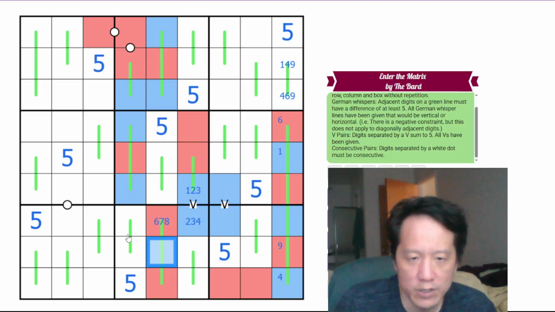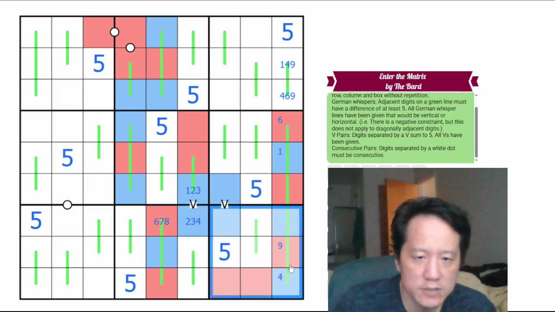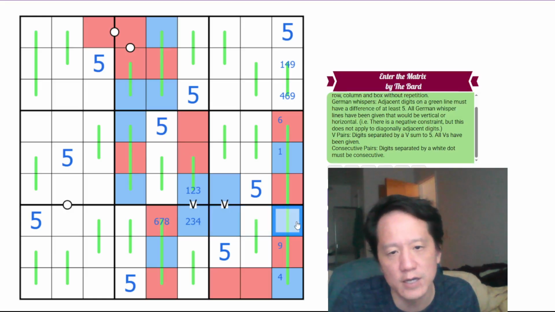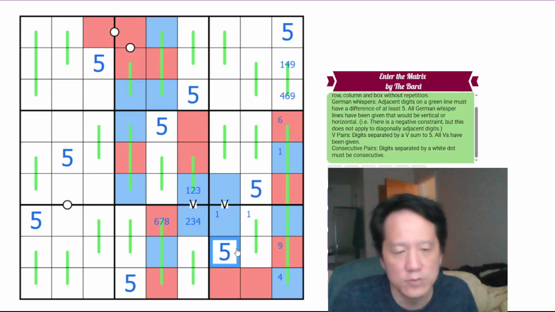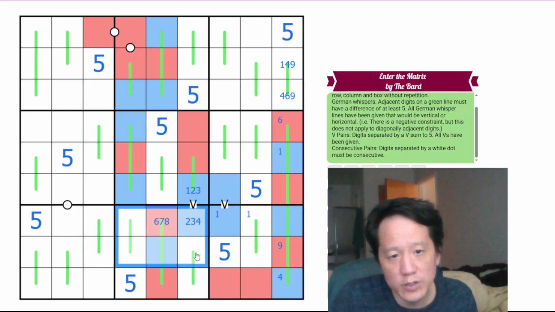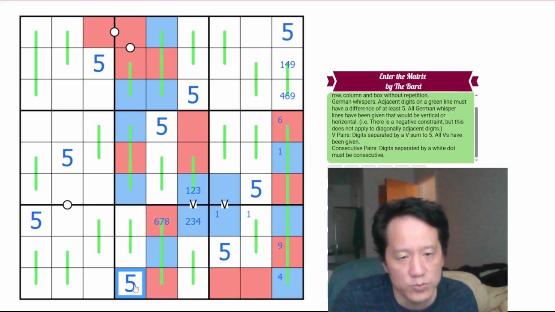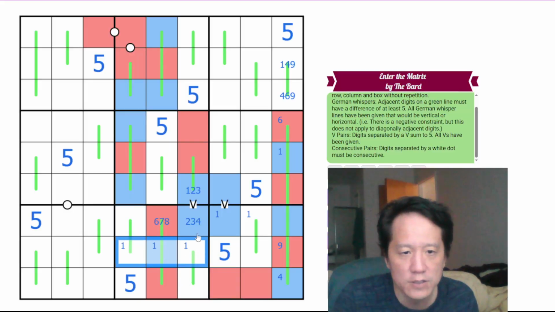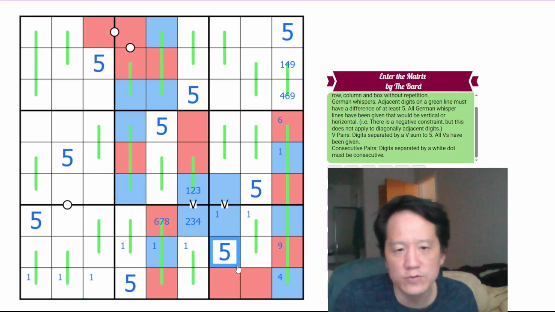Again, where can 1 be in box 9? Cannot be here because that would be next to 2 high digits without a German whisper line between them. Can't be here. Same reasoning. This would be a high digit next to a German whisper line. So it must be one of these 3. Can't be here. It has to be one of these 2. Where can the 1 be in box 8? Cannot be here because it would be next to a high without a German whisper line in between. Can't be here, so it must be one of these 3. So that's fine, which means 1 has to be one of those 3.